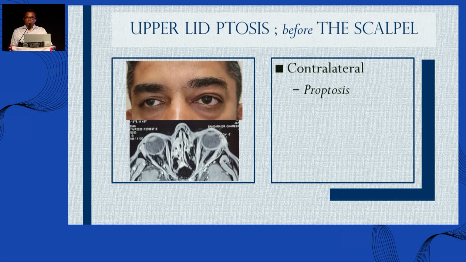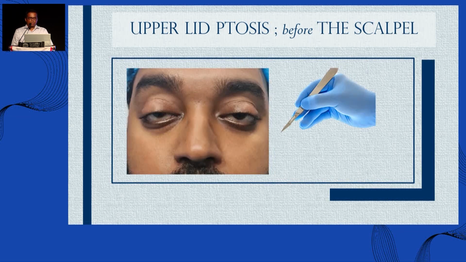The contralateral causes for pseudoptosis: we discussed one, that is upper lid retraction, and the other one is proptosis. As you see, this patient has a right small eye, but the exact problem is left eye proptosis, giving rise to the appearance of a small eye on the right side, and this is actually a case of Graves' orbitopathy. So having excluded pseudoptosis and confirmed true ptosis, can we go ahead with ptosis surgery straight away?